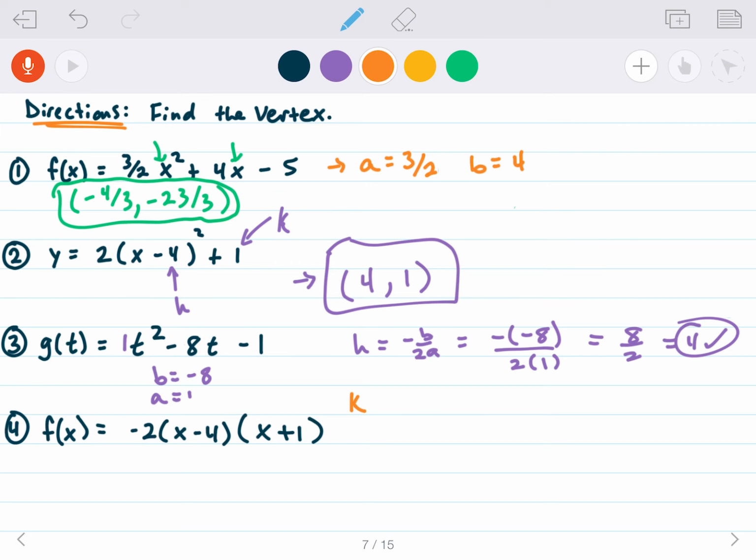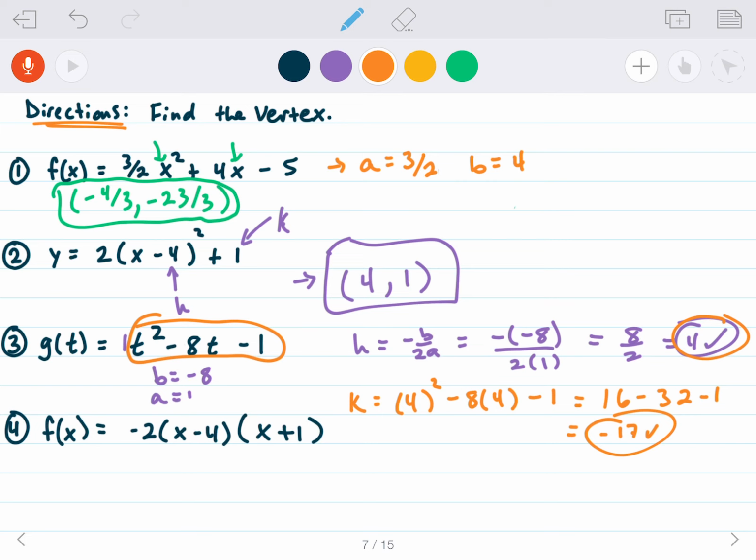For k, we just simply plug in h into our function and evaluate. So k is going to be 4 squared minus 8 times 4 minus 1. And I get 16 minus 32 minus 1 equals negative 17. So this is k. Therefore, our vertex is going to be h, which is 4, negative 17. That's our answer.